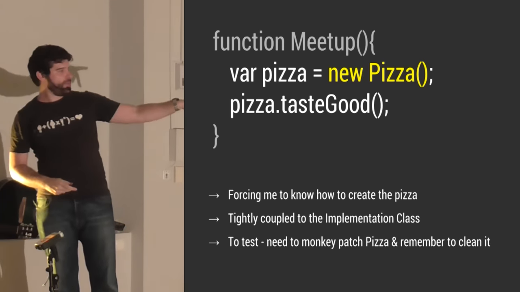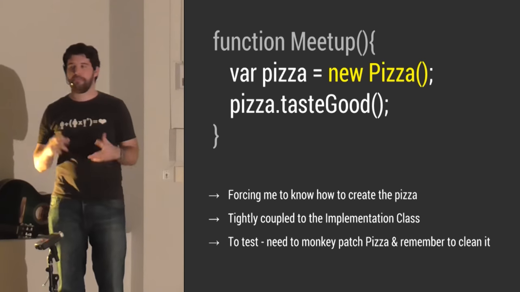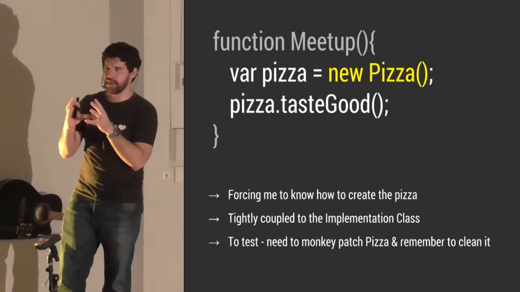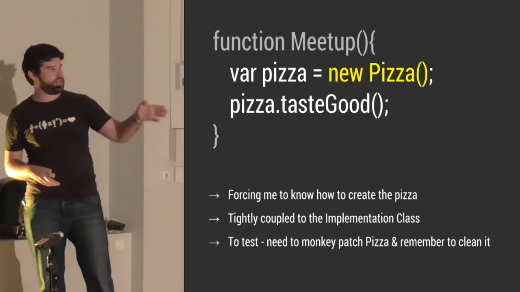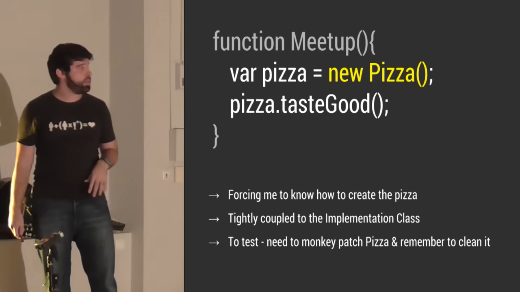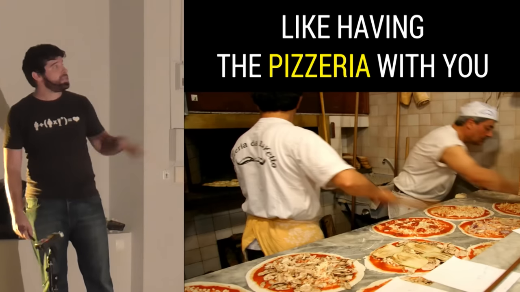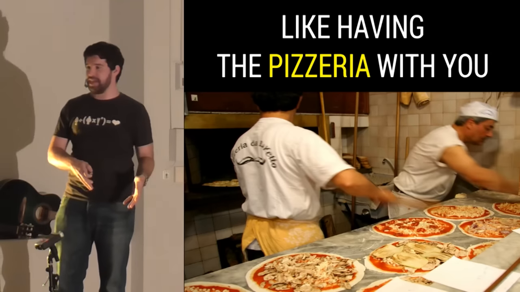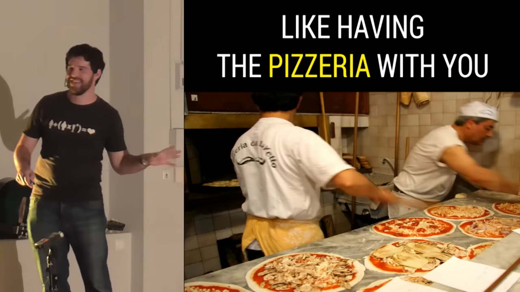So to test the code, you need to monkey patch the pizza class. You need to replace it and then remember to clean it after the test. It gets really, really messy. So it's like having the pizzeria with you in the meetup, which is a cool thing if you're in the meetup, but not in your code.